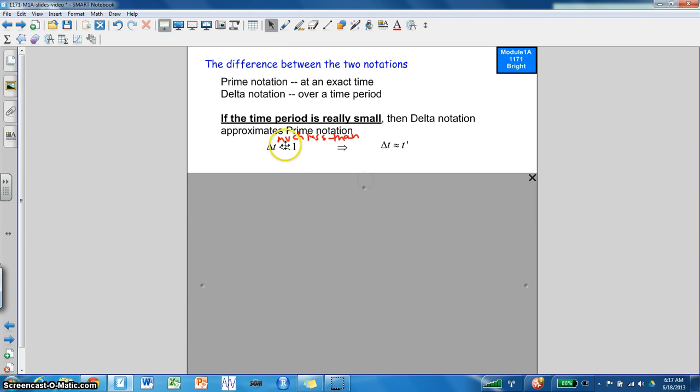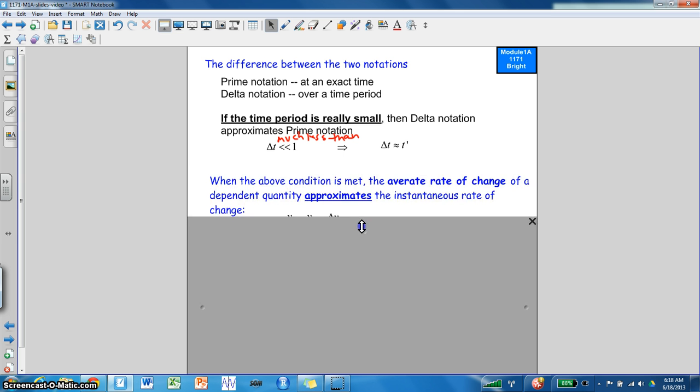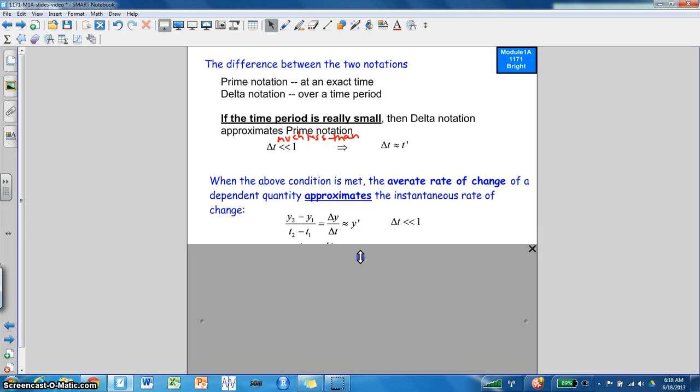But now we want to talk about, well, we have independent quantities and we have dependent quantities. How do those change between the two types of notations? If we look at the dependent quantity first, if the change in the independent value is really, really small, then the average rate of change in the dependent quantity approximates the instantaneous rate of change in the dependent quantity. Here's our expression for average rate of change. We can express that as delta y over delta t, and this whole thing approximates the instantaneous rate of change when this is true.